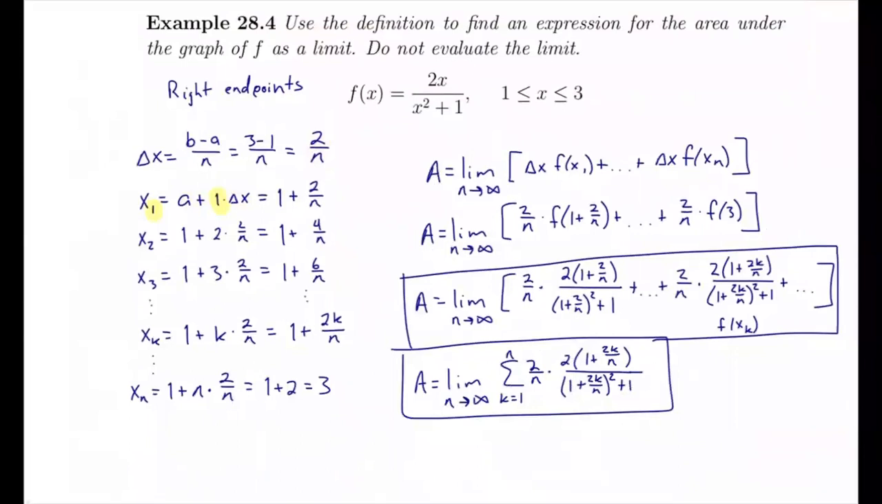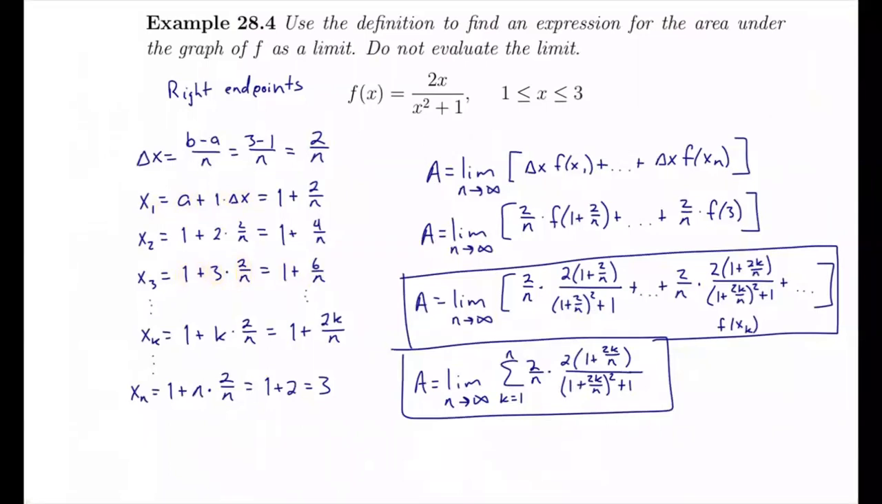So we move 1 delta x length to the right of a. We have 1 plus 2 over n. For x2, it's a, or 1, plus 2, matching the subscript, times delta x. Delta x is 2 over n. And when we add all this up, we've got 1 plus 4 over n when we multiply that out. Same thing for 3, 1 plus 6 over n. This is 3 deltas to the right of 1, or to the right of a.